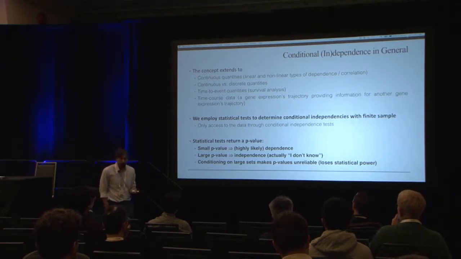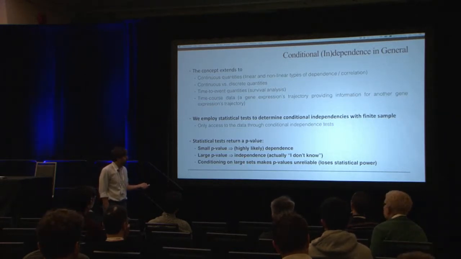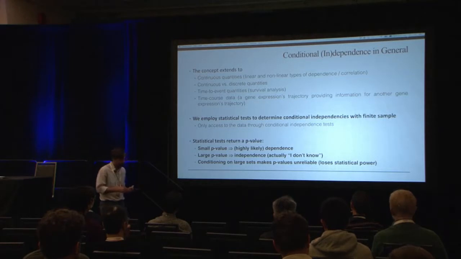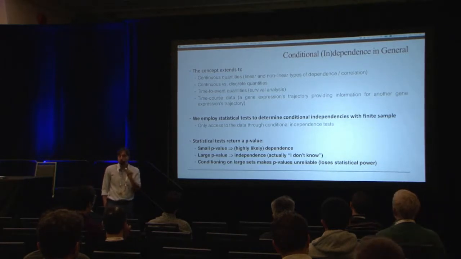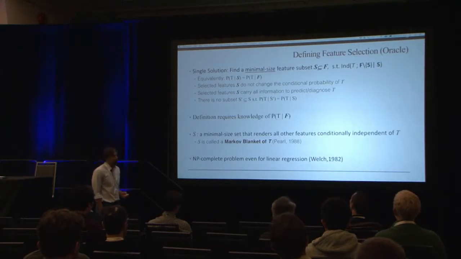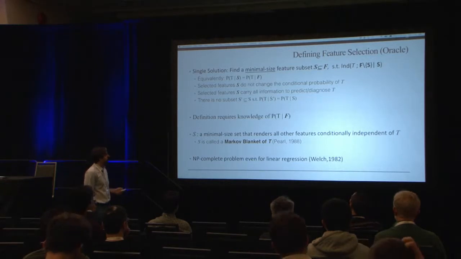Okay, and in practice, if you try to run these tests and condition on a large set, so you assume a lot of variables are known and you try to find the dependence or independence of another variable with a target, these p-values become unreliable. So the algorithms would need to condition on few variables if possible. All right, so how do we define the feature selection problem? Okay, and there's been, I think, a lot of misunderstandings about this. Hopefully, I'll clarify some issues here.